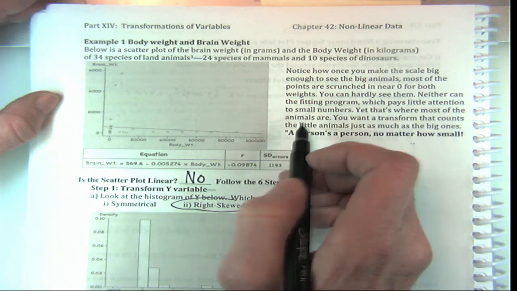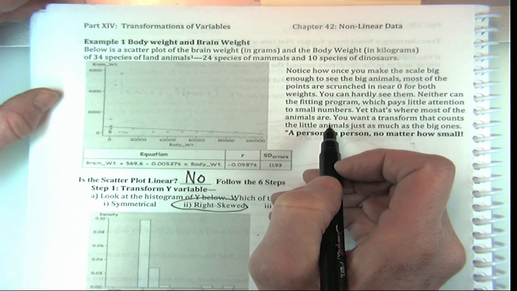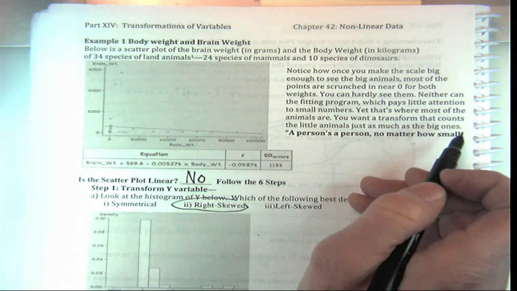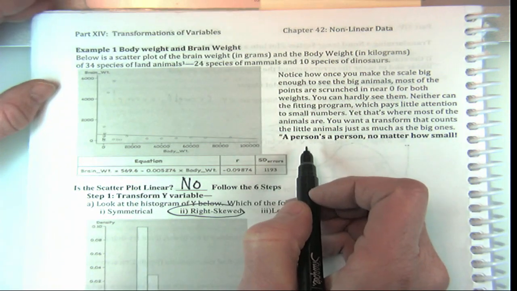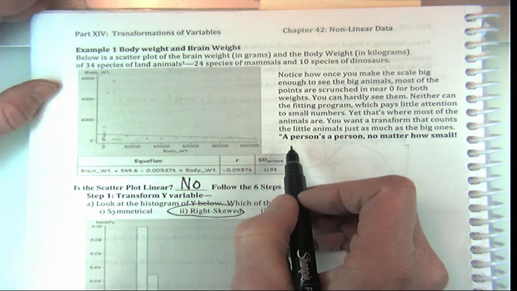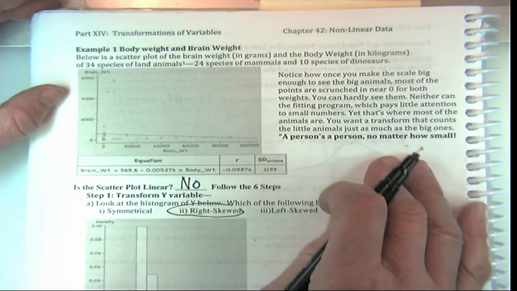Yet that's where most of the animals are. That's where most of the people are. So you want a transform that counts the little animals just as much as the big one. And this is one of my favorite children's books called Horton Hears a Who, that says a person's a person no matter how small. So if you know that book, you know what I'm talking about.